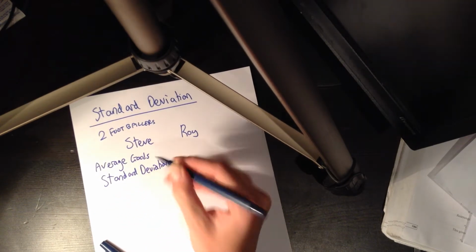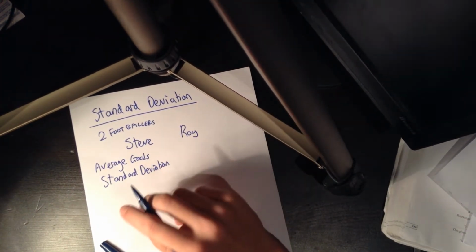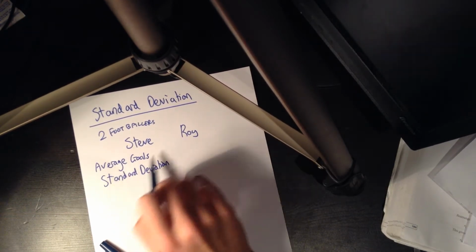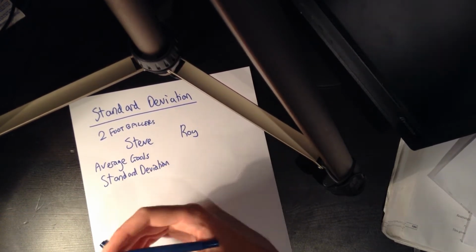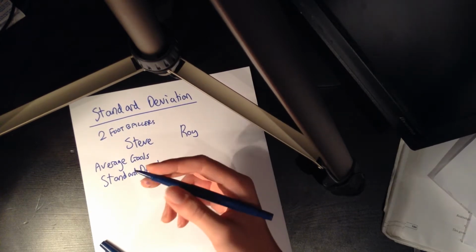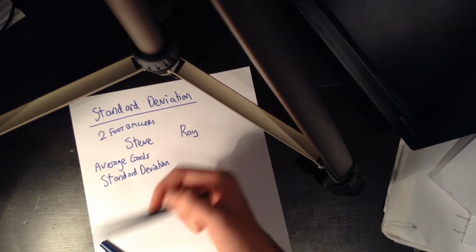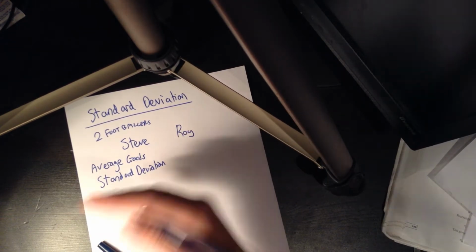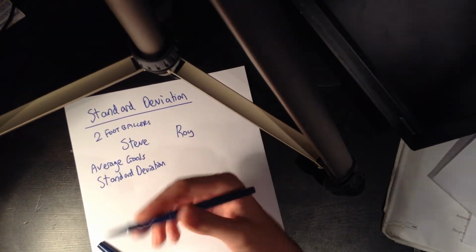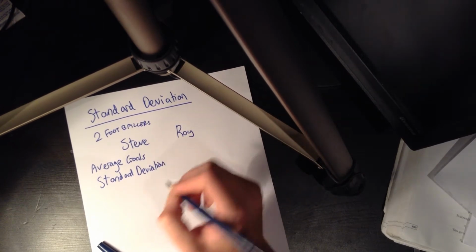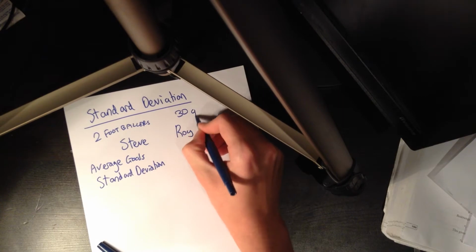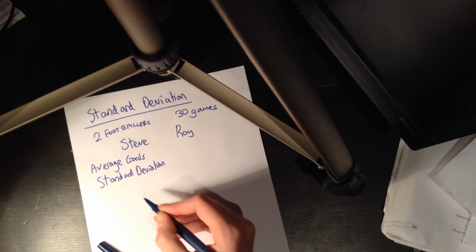Now, what standard deviation is, in this case, is on average how much do they deviate from their average value, from their mean value. So, standard deviation is a measure of consistency. The lower the standard deviation, the higher the consistency, because they, on average, deviate less from their mean. And so I'll be comparing this over 30 games played of football.